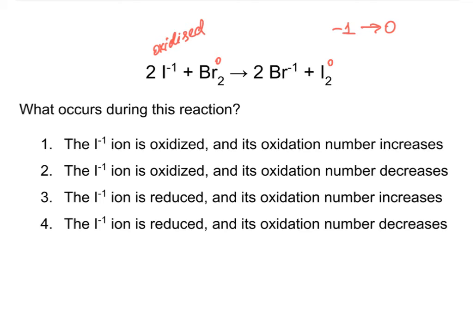And bromine went from a 0 to a -1. It was accepting electrons. Its oxidation state went down. It was reduced. And its number went from a 0 to a -1. It went down. Here is our answer. Iodine -1 has been oxidized, and its oxidation number went up.